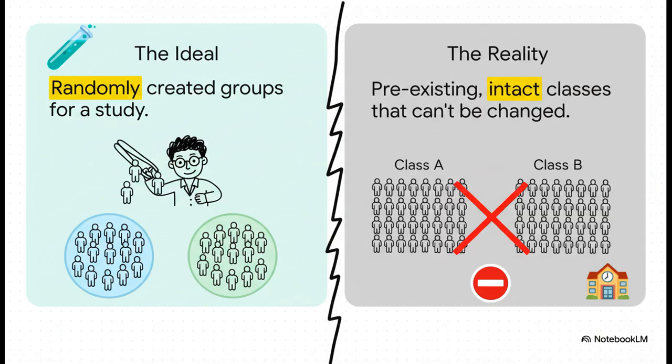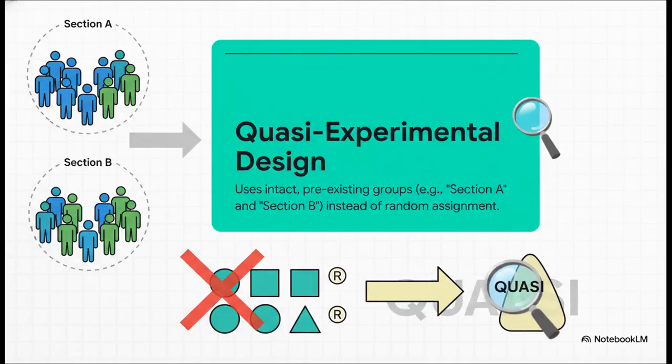In an ideal world, you just randomly create your groups. But in the real world, no school principal is going to let you just pull students out of their scheduled classes and mix them all up just for your research project. You have to work with what's already there. These intact, pre-existing classes. And this is where the quasi-experimental design swoops in to save the day.